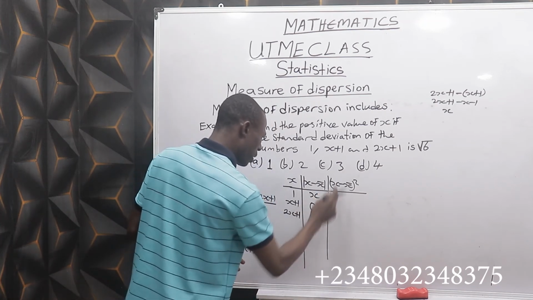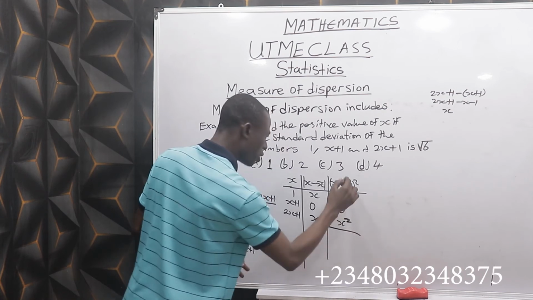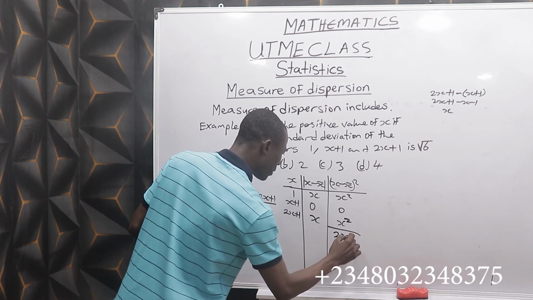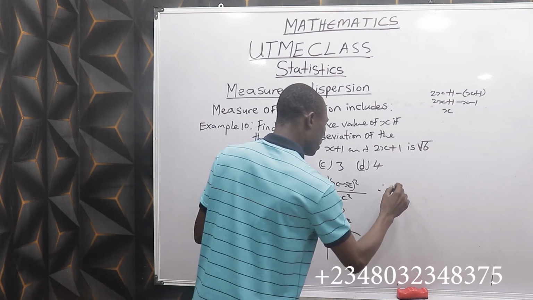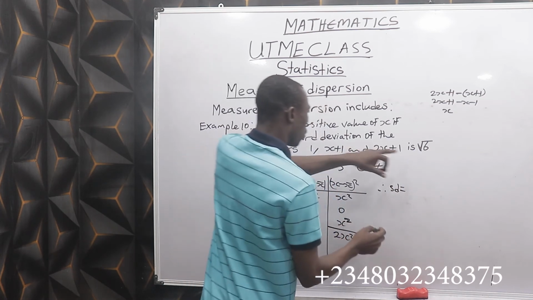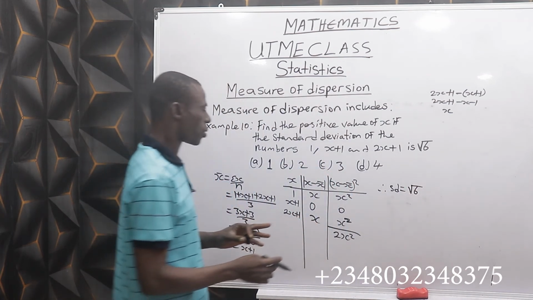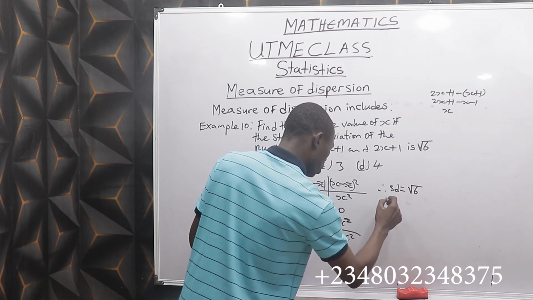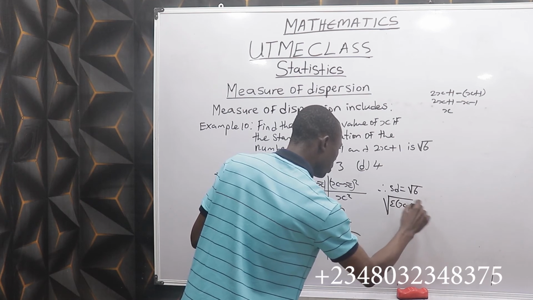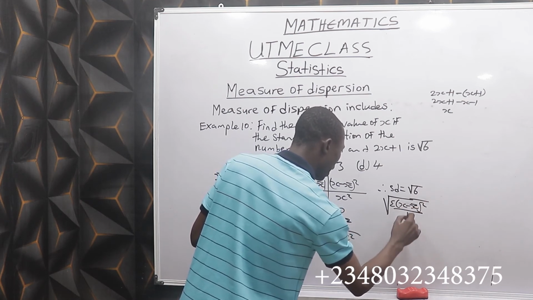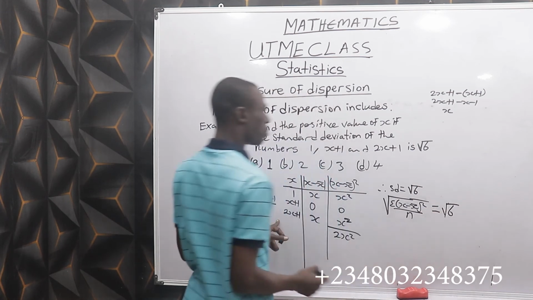Fine. Squaring this, you have x squared, 0, x squared. So addition of this column is 2x squared. Therefore, standard deviation equals, according to the question, square root of 6. We have been given to be square root of 6. But our own standard deviation is square root of summation x minus x bar all square divided by n, and it is equal to square root of 6.